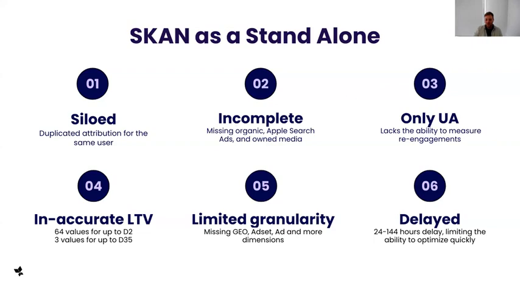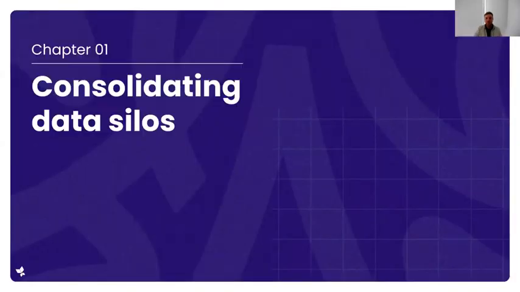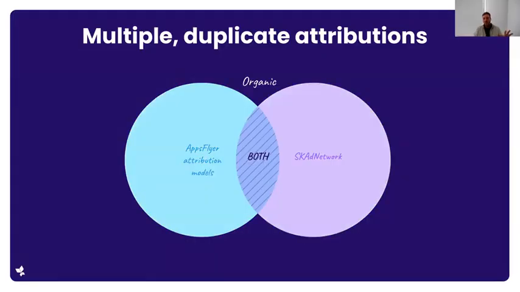So if you're empathizing with these problems, if you feel these problems, the good news is that single source of truth can really solve this pain point. And the way we go about that with the single source of truth is consolidating these data silos to take AppsFlyer and SKAN, take the advantages of each attribution source and make 1 + 1 = 3. So instead of looking at AppsFlyer as a standalone and SKAN as a standalone, we can't really use them to see the whole picture because they're duplicated. They have this Venn diagram, the area where they just duplicate.